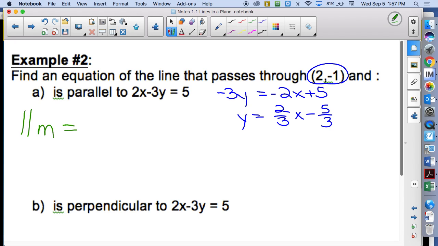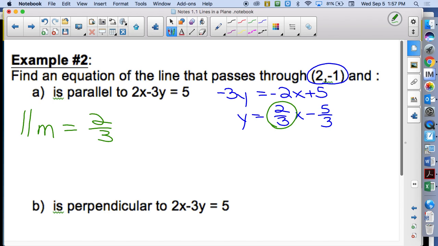So Grace, what's the slope of my current line? 2/3. What's the slope of our new line, if it's parallel? 2/3. So when you're trying to come up with a second equation that's supposed to be parallel, we take the original equation, change it to y equals, and use that slope. Parallel means the same. And then we need to use the new point to come up with a different y-intercept. You're not using -5/3 because that goes to that line.